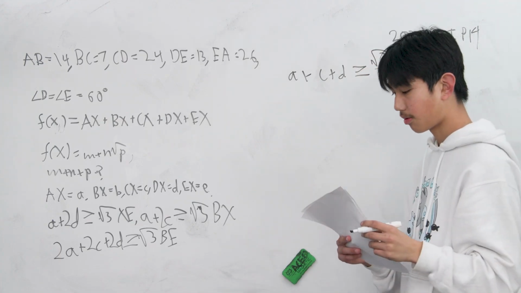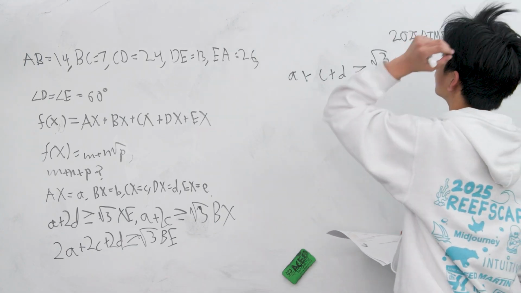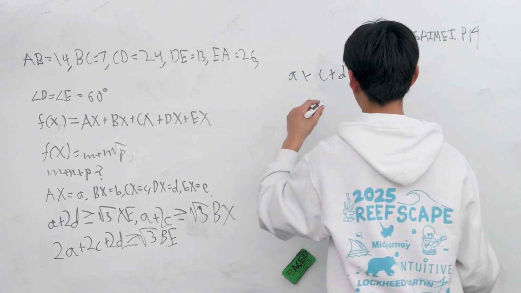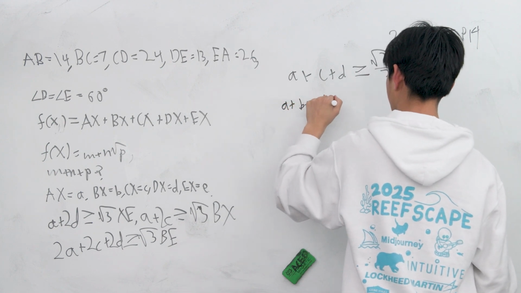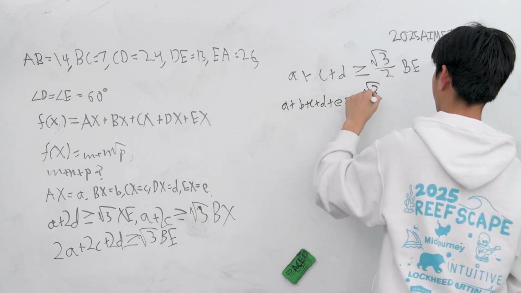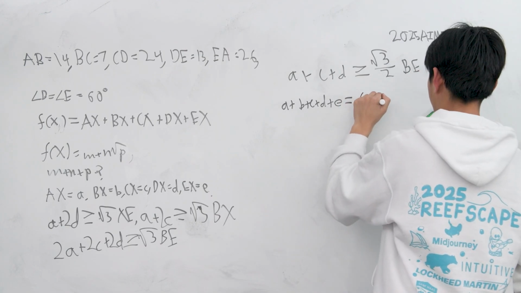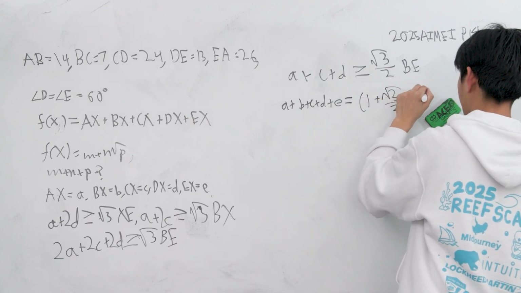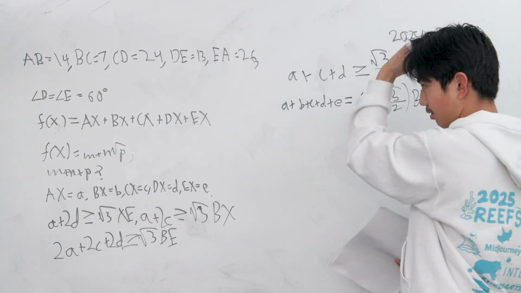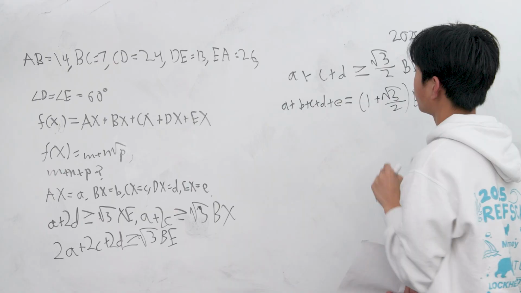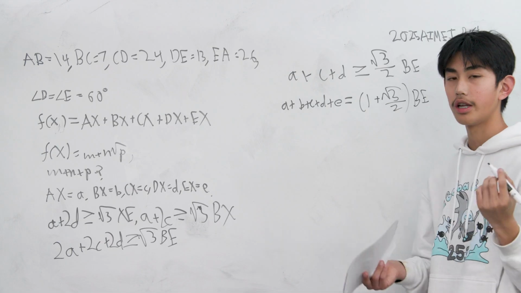And in this case, the problem asks to minimize f of X. So we basically want to find when a plus b plus c plus d plus e is equal to 1 plus root 3 over 2 times BE. Obviously the lowest point is when it's equal, because all of the times a plus c plus d are greater than this value, so the least value is when they're equal.